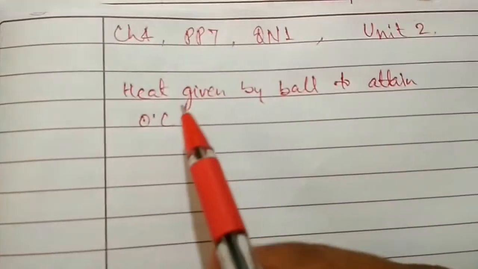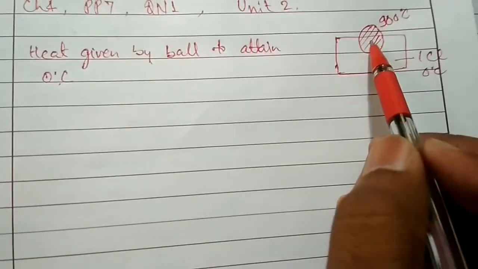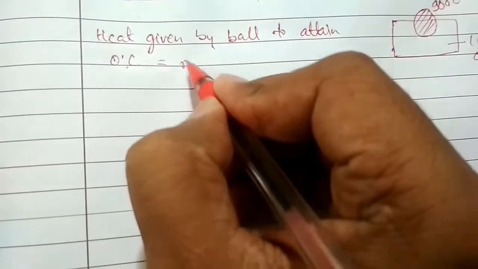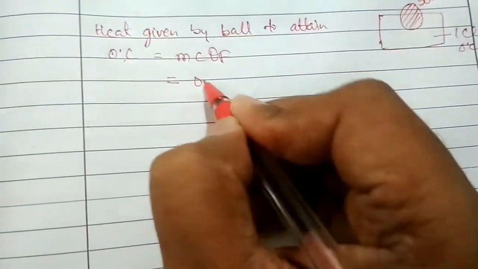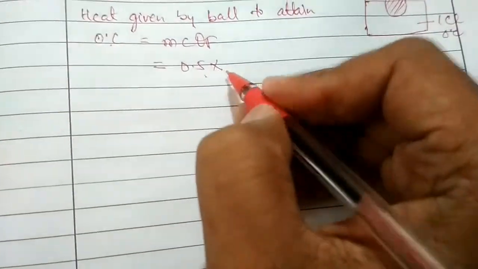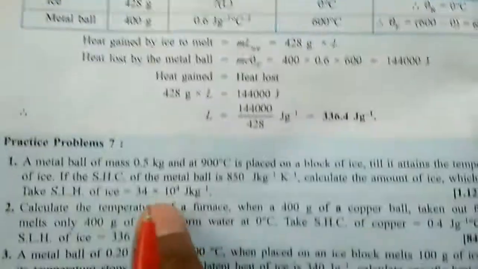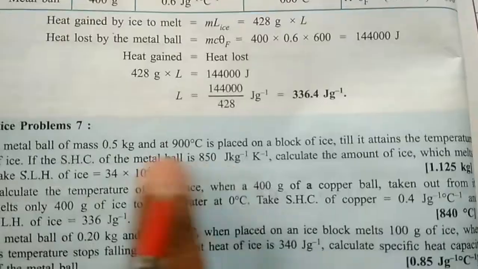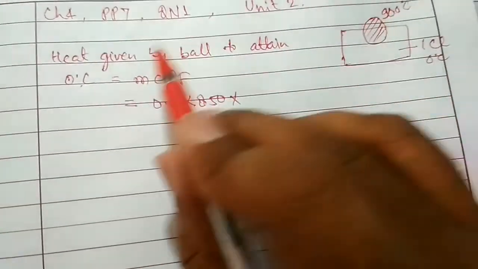So I have written here heat given by ball to attain 0 degrees Celsius, because this ball will cool down and attain 0 degrees Celsius. From 900 to 0, the temperature is falling, so mc theta fall. Mass of ball is 0.5. See, this is in kg, so the specific heat capacity is also given per kg. The mass is in kg and the specific heat capacity of the ball is also per kilogram. I said both must have the same unit. And the theta fall is from 900 falling to 0.